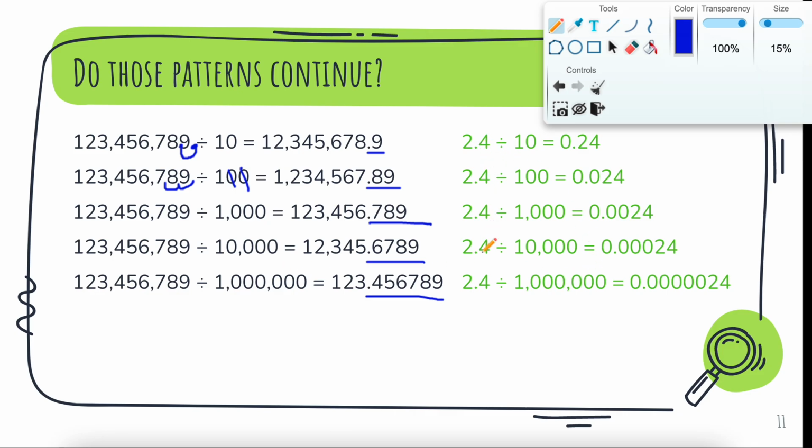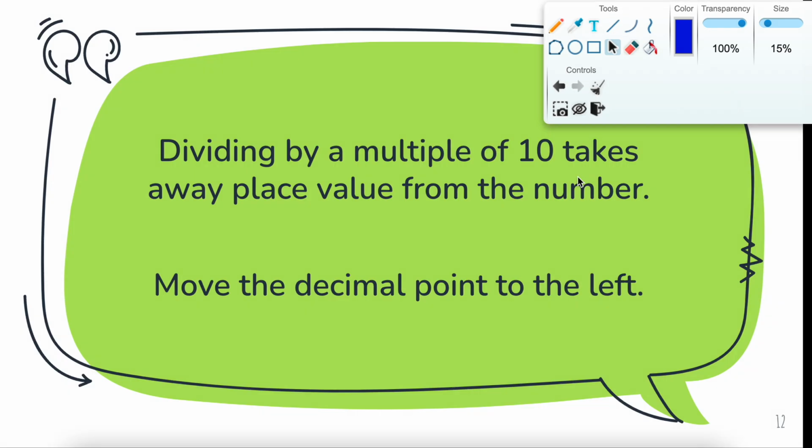Here, that's almost even easier because there is already a decimal in 2.4. So when I have that 1 zero, I move my decimal 1 place to the left to make this 0.24. When I have 2 zeros, I move this 2 places to the left, and I fill in that missing place value with a 0 to make it 0.024, and so on. So our rule for dividing by multiples of 10 is that dividing takes away place value from the number, so the decimal point moves to the left.